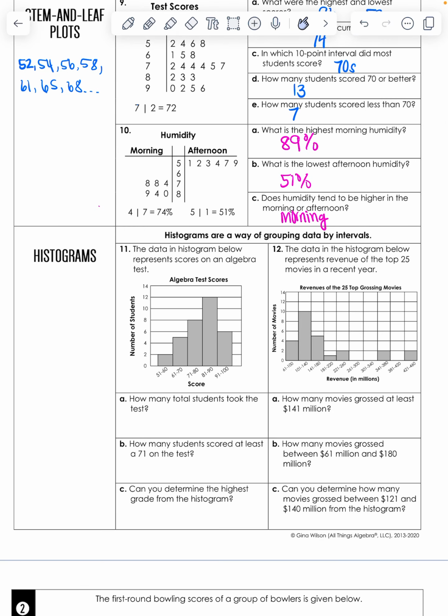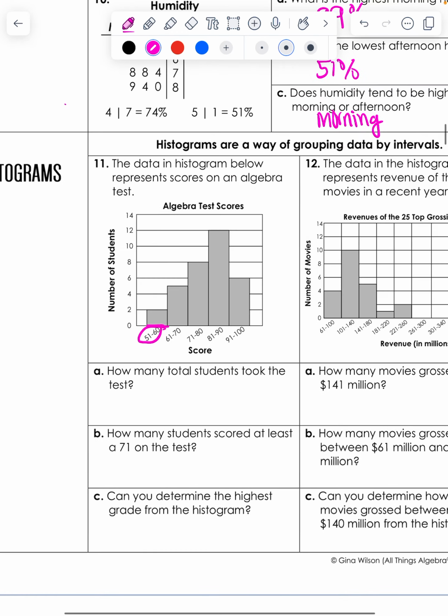And then the last type of data display that we need to make sure we cover again is histograms. So they might give you a histogram, like a bar graph like this. And a histogram is a bar graph. You will see bars. But the bars specifically connect at the bottom. And they connect because they go by intervals. Like this is 51 to 60. We're looking at algebra test scores, 61 to 70. So like the numbers are directly next to each other. That's why the bars connect like that.